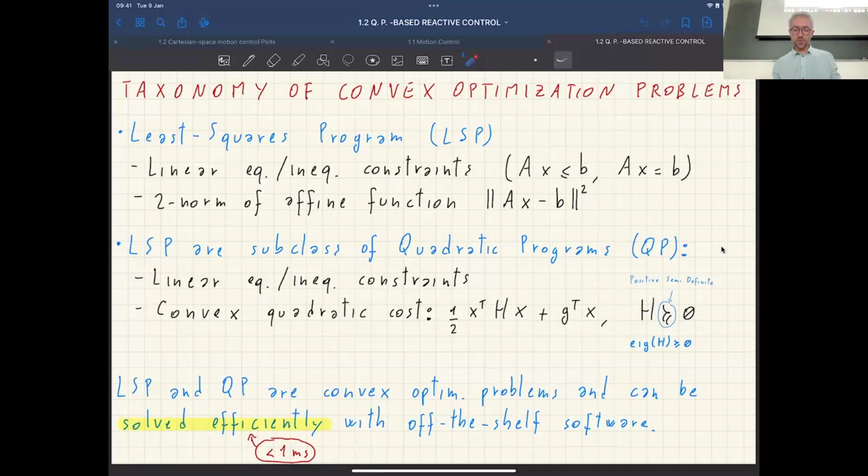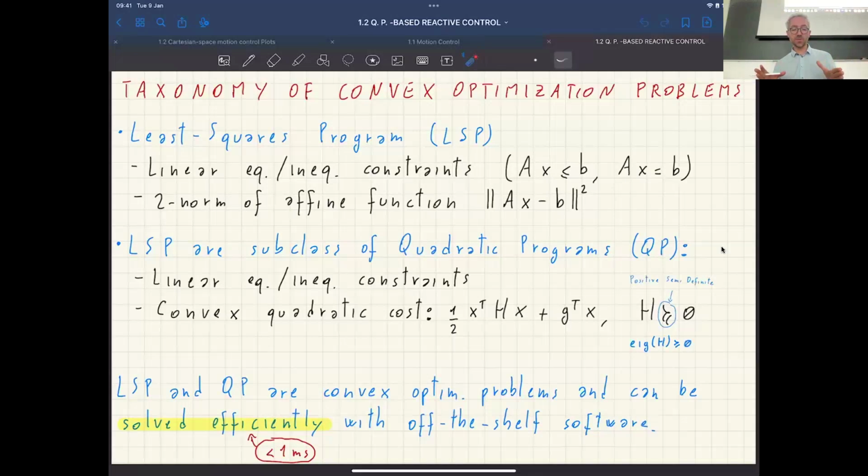So good news is for both LSPs and QPs, we have very efficient numerical solvers that are available online. Many of them are open source or at least free, so you can download them and use them without paying anything. And what do I mean when I say they are efficient? I mean that you can solve the kind of optimization problems that we want to solve in less than 1 millisecond.